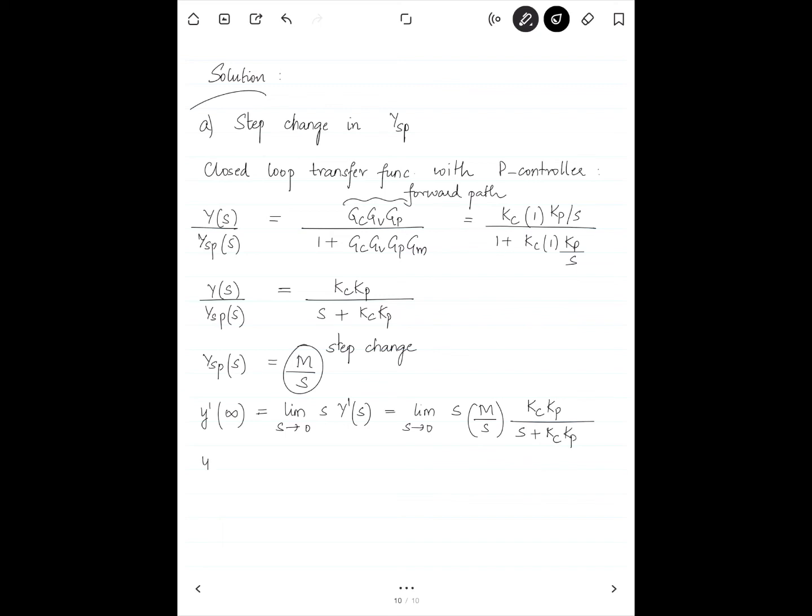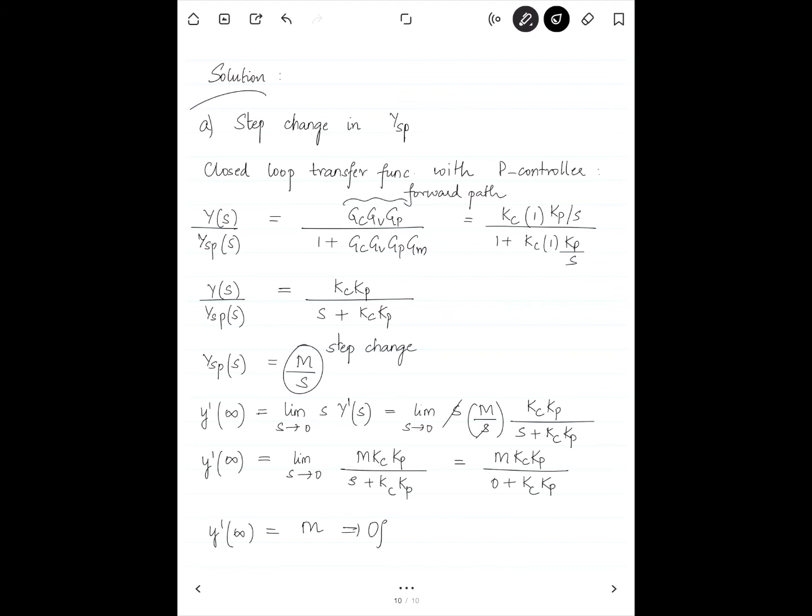And we can just cancel out the s's over there in s and m over s. So you would get y prime at infinity equals limit s tending to 0 Kc Kp times m over s plus Kc Kp equals m times Kc Kp over 0 plus Kc Kp, and so we are only left with y prime at infinity equals m.